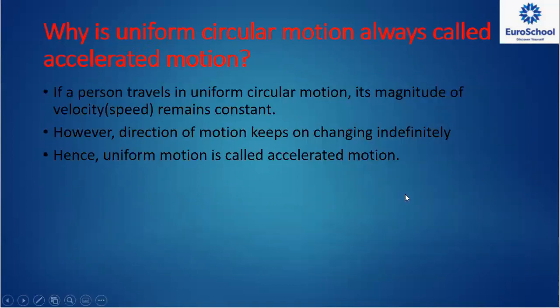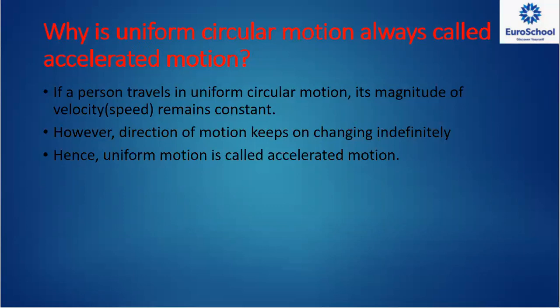Why is uniform circular motion always called accelerated motion? When a person is traveling in uniform circular motion, the magnitude of velocity will remain constant. As I told you, if the speed of your body is 5 meters per second, then the magnitude of velocity will also be 5 meters per second. But here, the magnitude of velocity is not changing, but the direction is not remaining constant. The direction of motion keeps on changing indefinitely.